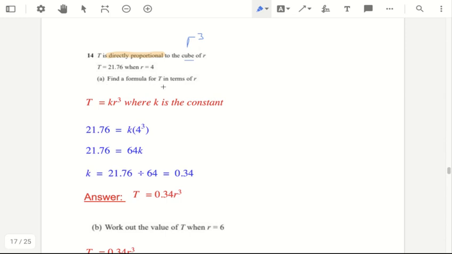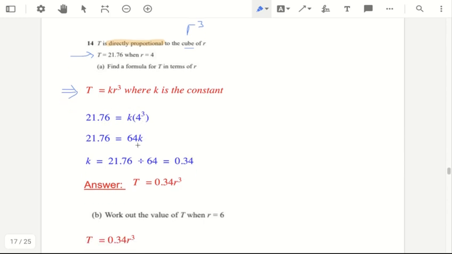Okay, so we want to find a formula for T in terms of R. So directly proportional, immediately you should know that the formula should look like this. T equals KR cubed. Okay, and then since you're given this little clue here, T equals 21.76 when R is 4, you can substitute it in to find K, because K is a constant, which means K will never change. K is a number in this formula that will never change. Okay, so I put in 21.76 and 4 cubed. So I'll work it out and I get 0.34. So therefore, the final answer is T equals 0.34R cubed, where previously I named it KR cubed.